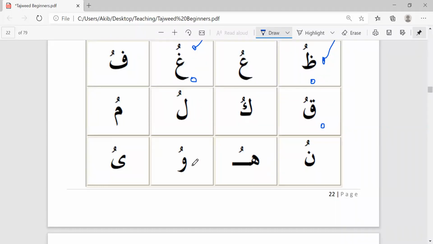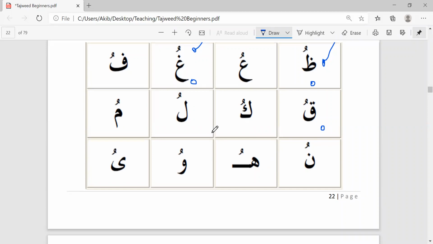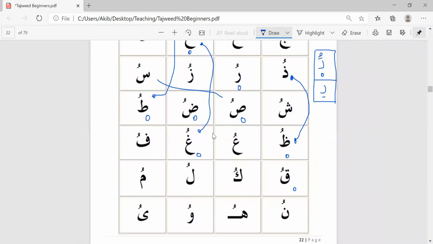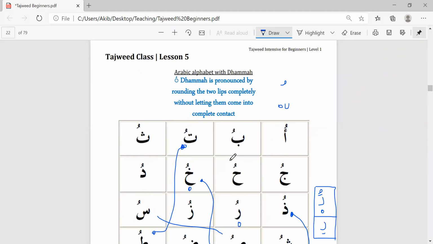The wow is going to be woo, woo, woo, and the ya is going to be you, you. Okay, so those are all the letters with the dhamma. The dhamma makes that oo sound. So alhamdulillah, we've gone through the kasra and the dhamma now.